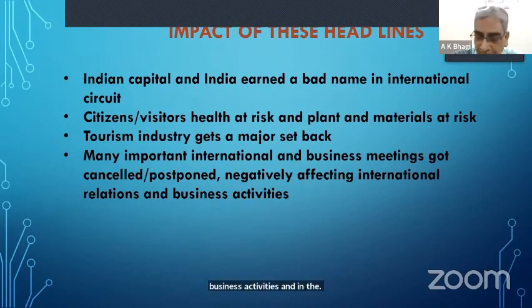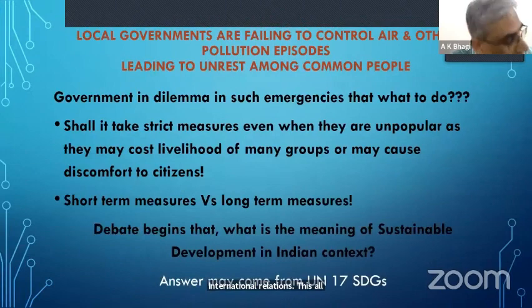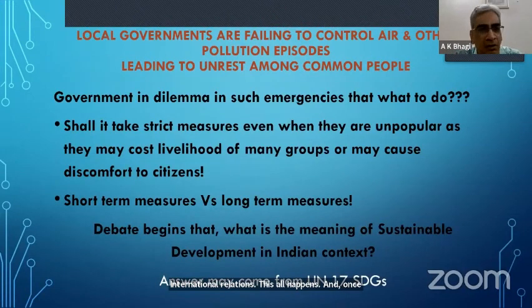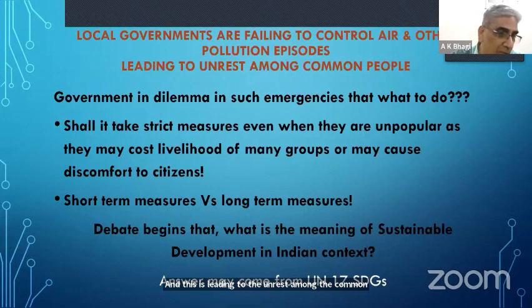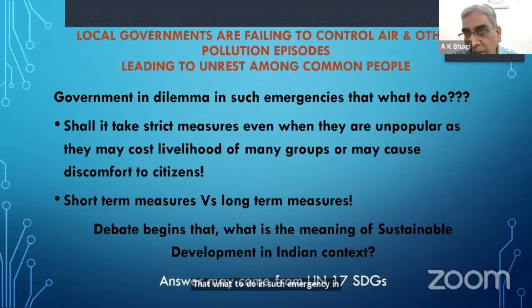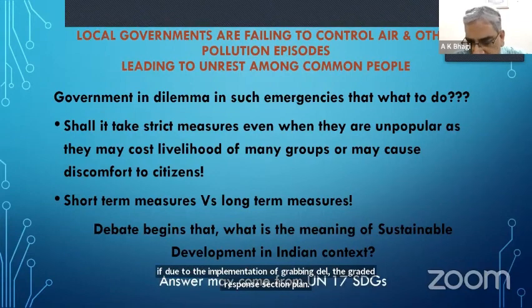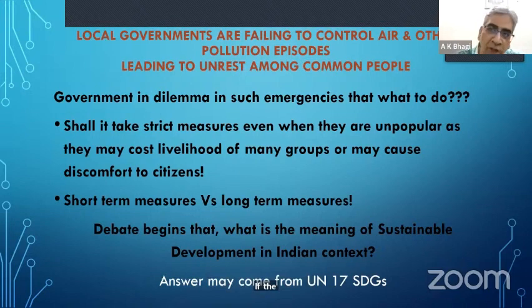relations. This all happens. And one should not shy away from saying that the local governments and the central government are failing to control the air and other pollution episodes. And this is leading to unrest among the common people. This is becoming a major issue. And the governments are always in a dilemma about what to do in such an emergency. If strict measures are taken, they are mostly unpopular. Say, for example, if due to the implementation of GRAP in Delhi, the Graded Response Action Plan, construction activities are stopped, the laborers lose their jobs. It's a question of their livelihood.